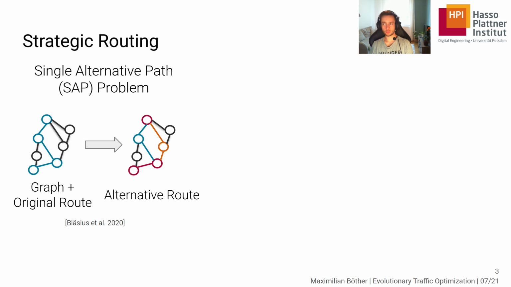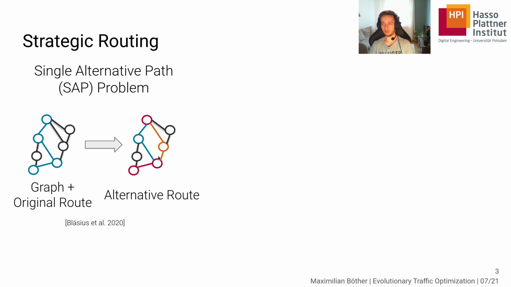And one problem that they introduced, or the core problem that their paper introduced, is the so-called single alternative path problem. And in this problem, we are given a graph and an original route from S to T. And now we want to find the optimal alternative route, depicted here in orange or red, where the two routes overlap, such that if the drivers split up onto these routes, their overall travel time, for example, is minimized. You could also consider other target functions here.